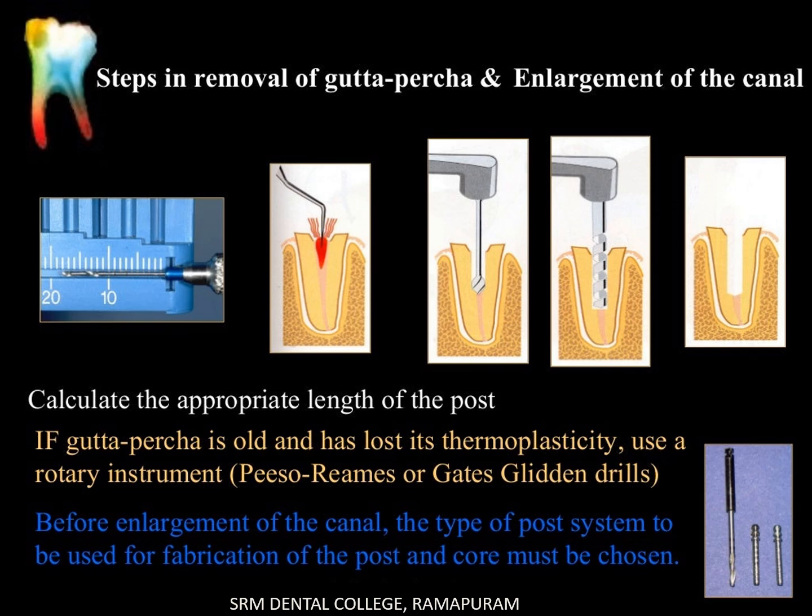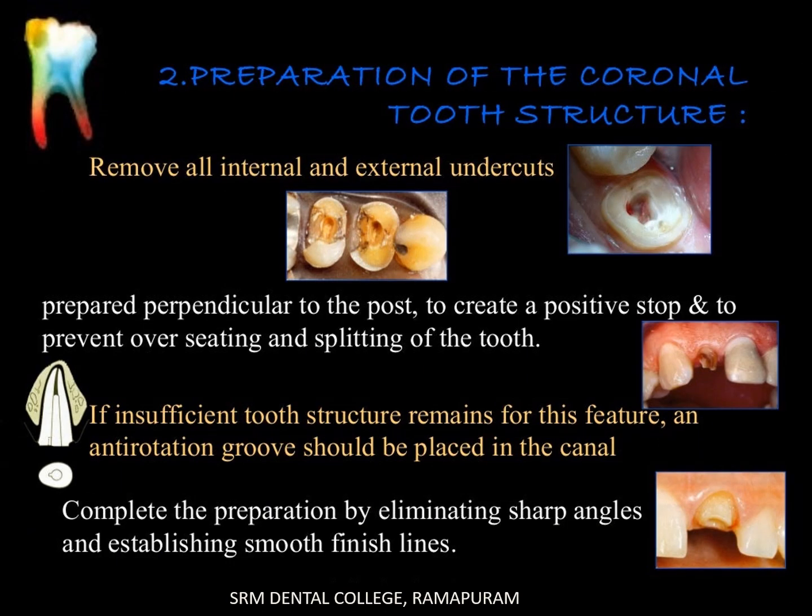Calculate the appropriate length of the post first. If the gutta-percha is old and has lost its thermoplasticity, use a rotary instrument. A Peeso reamer or Gates Glidden drills can be used. Before enlargement of the canal, the type of post system to be used should be chosen, so the size of the post is determined. Then the gutta-percha is removed using the gauge in sequential lengths, and then the core space is prepared.